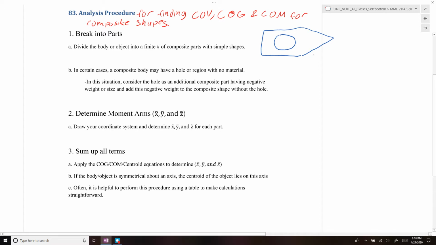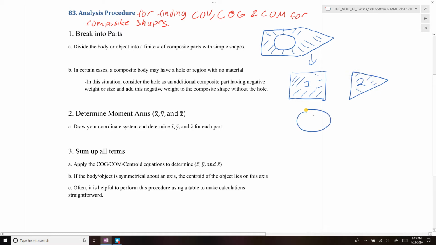So you would break this composite shape down into, and I'm going to highlight the filled sections here. The circle in the middle is supposed to represent a hole. Alright, so we could think of this as being three shapes. We have shape 1, which is our rectangle. Shape 2, which is our triangle. And then shape 3, which is our circle.